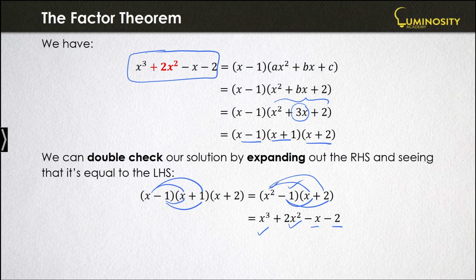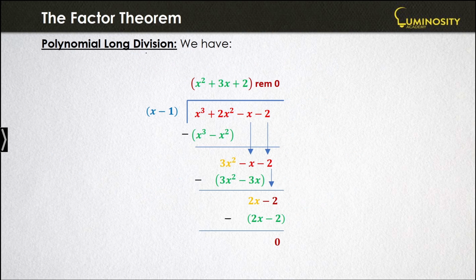All right, so that is using logical inspection. But we can also use polynomial long division. So we know that x minus 1 is one of the factors, and we want to divide that into this dividend term here. So if we do that, the quotient term on the top here, well, if I do x squared first, x squared times x minus 1 will give me x cubed minus x squared.